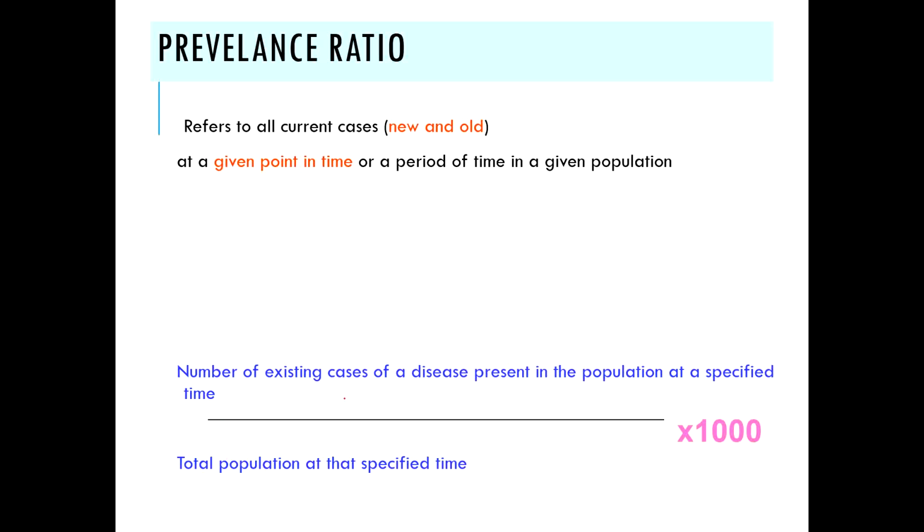So the number of cases of a specific disease which are present, either they are identified at this point in time as new cases or they were present previously as old cases, divided by the total population at that specific area in a specific time period into 1,000 will give point prevalence. And if we extend the point prevalence from one period to another period and calculate the total number of cases of a disease present in the population in that period, not a specific point, in that period, divided by the total population in that period into 1000 will give us the period prevalence.